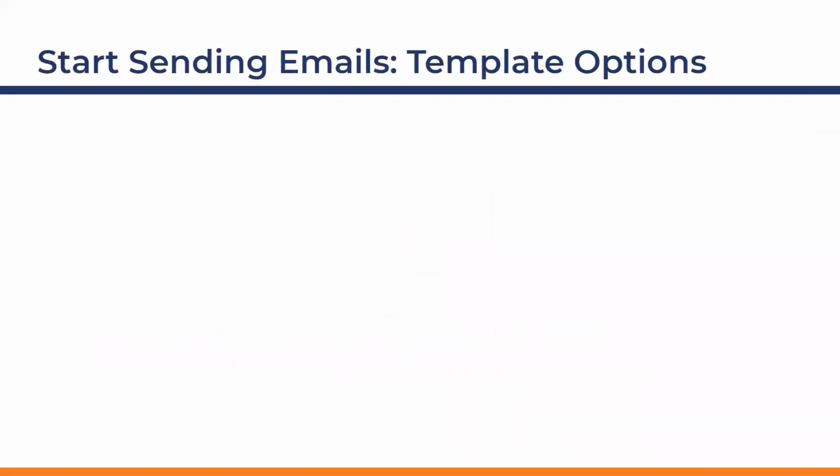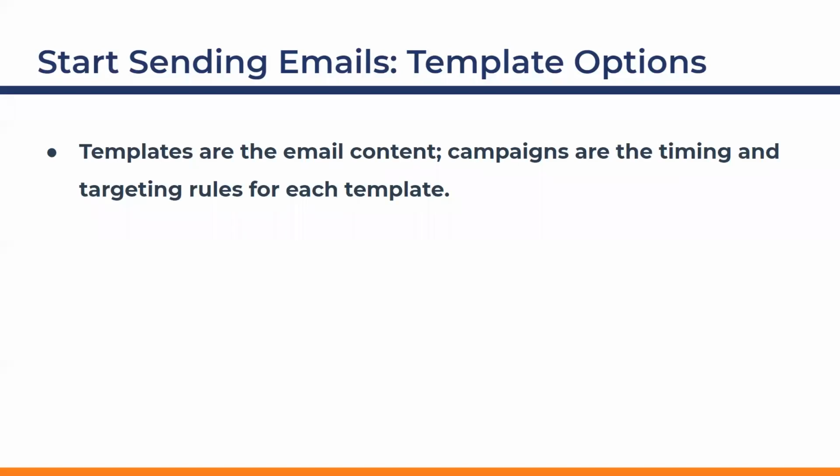So now that you have those back-end connection details all set up, it's time for the fun part, which is how to start sending emails. So we have a few different template options in FeedbackFive, and templates are the email content, so the actual message that will be sent out to your buyers, whereas campaigns are the rules for the timing and targeting of each of those templates. So who will receive this message and when will they receive it is controlled by campaigns.